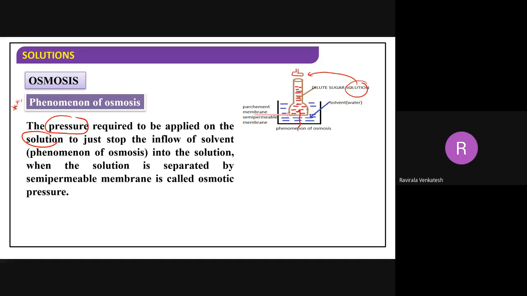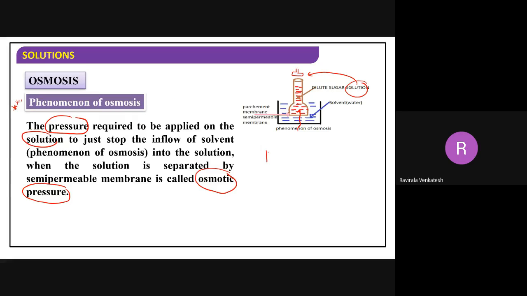In order to stop this flow, it is called what? Osmotic pressure. What is osmotic pressure, beta? The pressure required to be applied on the solution side to stop the inflow of solvent into the solution, when the solution is separated by the semi-permeable membrane, is called osmotic pressure.